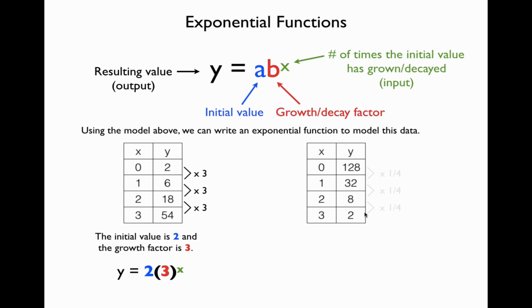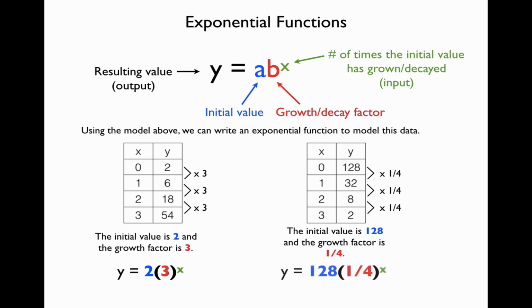That would be multiplication by its reciprocal, 1 over 4. So 128 divided by 4 or multiplied by 1/4 is 32, multiplied by 1/4 is 8, and multiplied by 1/4 is 2. So here our initial value was 128. Our growth or decay factor, in this case it's decaying since it's getting smaller, is 1/4. And so once we identify those, we can plug them into the standard form of an exponential function, and we get y equals 128 times 1/4 to the xth power. And if you plugged in your inputs, these are the outputs you would get.